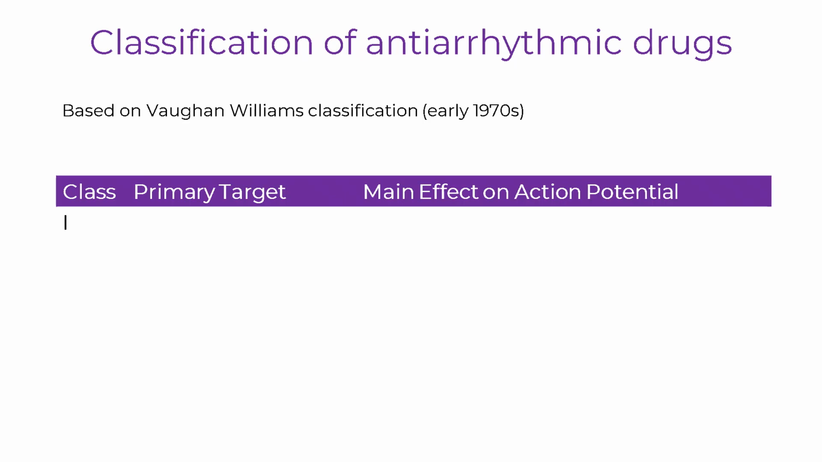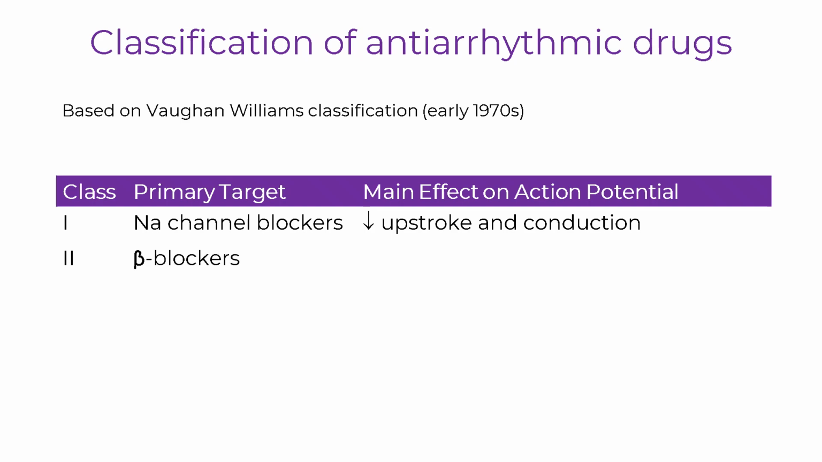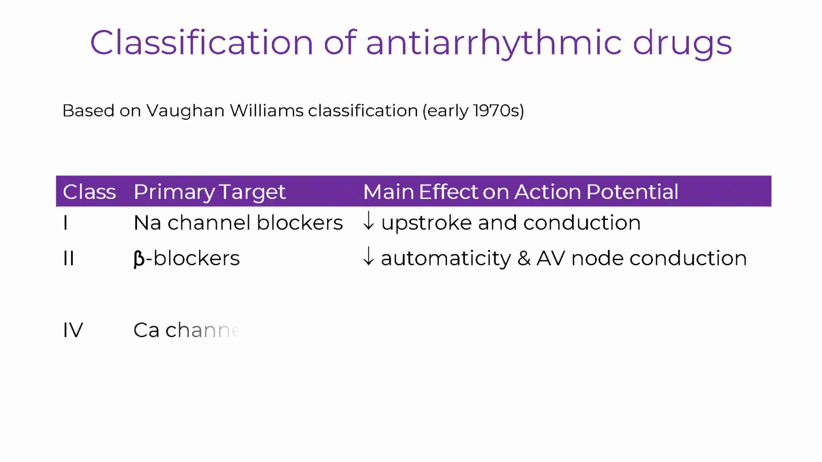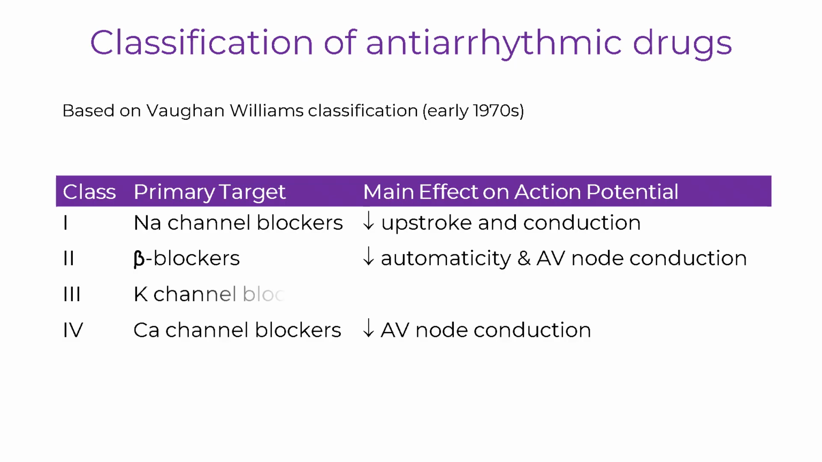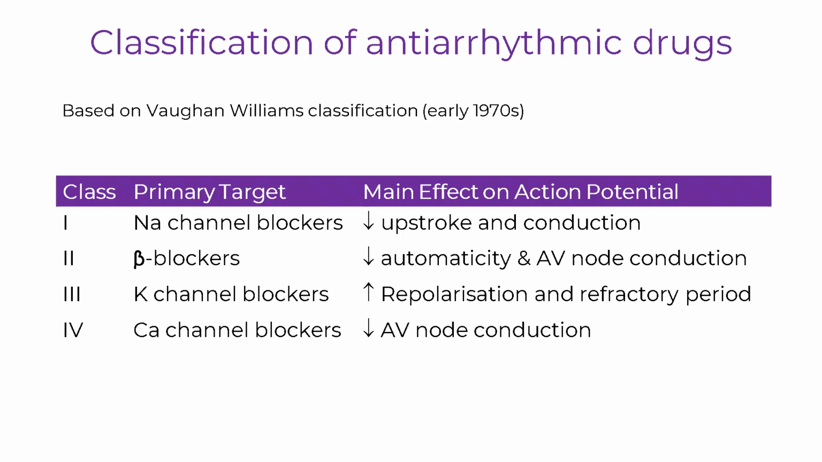Class 1 drugs block sodium channels, slowing the rapid upstroke of the action potential and reducing conduction. Class 2 drugs are beta blockers. Rather than acting directly on ion channels, they reduce sympathetic influences on the heart. Class 4 drugs block L-type calcium channels and primarily affect the atrioventricular node. Class 3 drugs are different. They mainly act by blocking potassium channels, prolonging repolarization and increasing the effective refractory period.